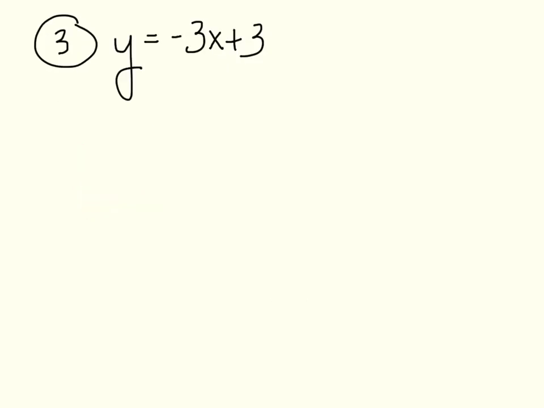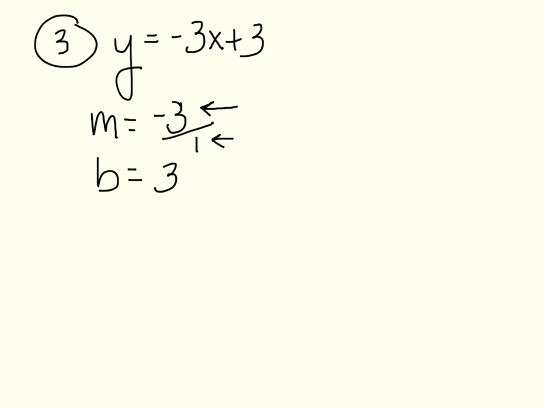Example number 3. Y equals negative 3x plus 3. It is solved for y. So the first thing you do is tell me your m and b. Your m is negative 3, the coefficient of x. Your b is positive 3. Now I'll tell you one more thing. Your m is negative 3, but we always want to make it a fraction. If it's not a fraction, you just put it over 1. That means your slope is going down 3 and to the right 1.